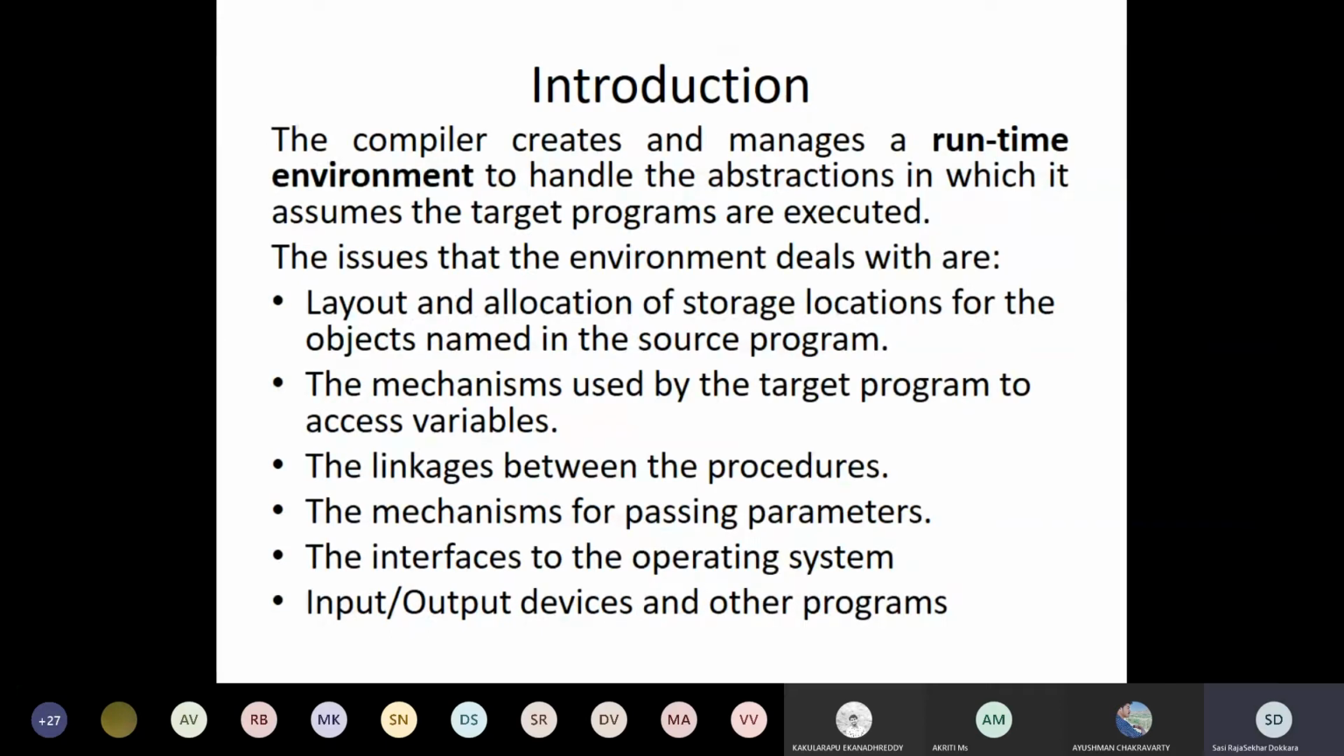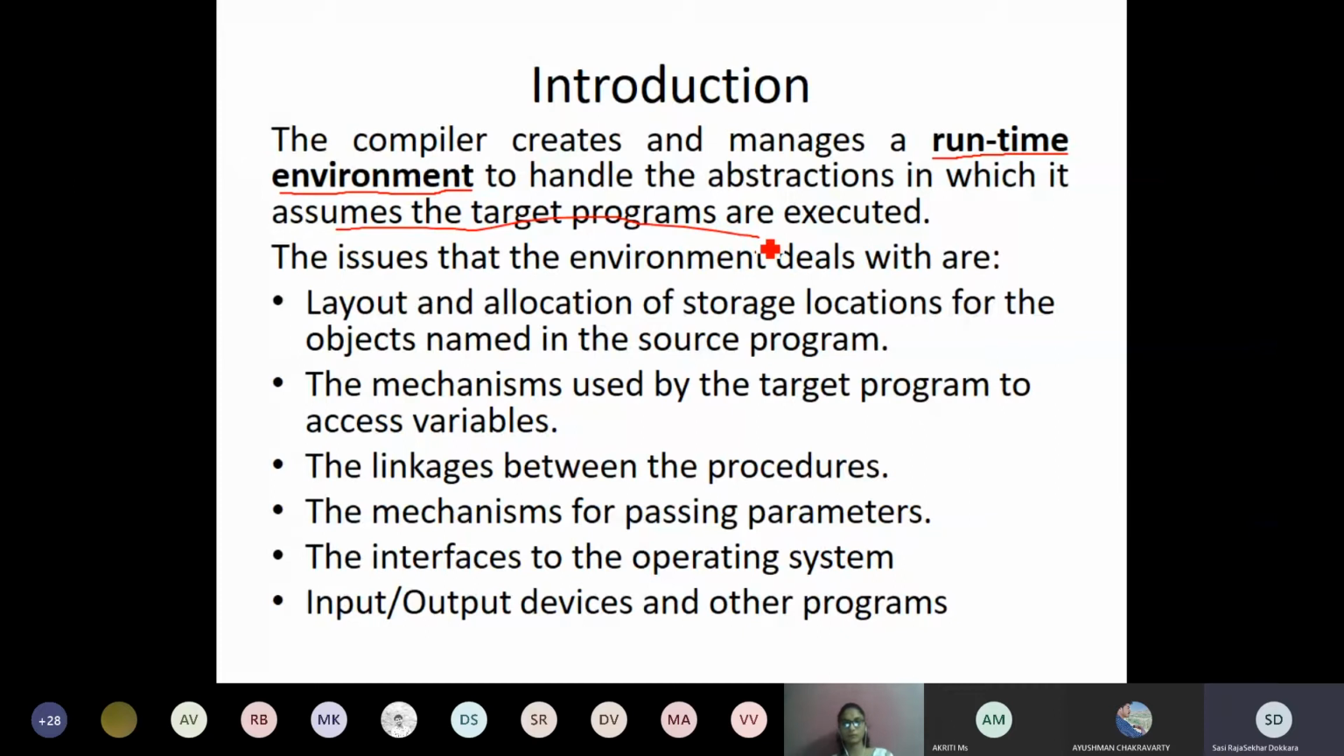So therefore, the compiler creates and manages a very important area called the runtime environment, which includes the main memory and all the required associated activities along with the main memory. It does this so that all these abstractions can be handled properly, so that the target program can get executed. And we all know that the program is not already running. So therefore, the compiler assumes that the target programs are being executed, and it creates a runtime environment for that.